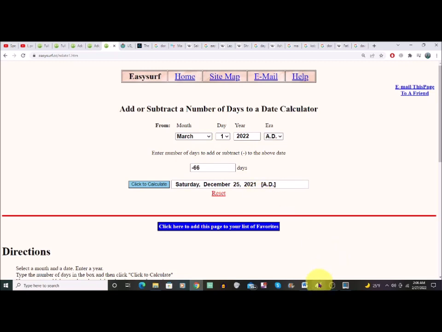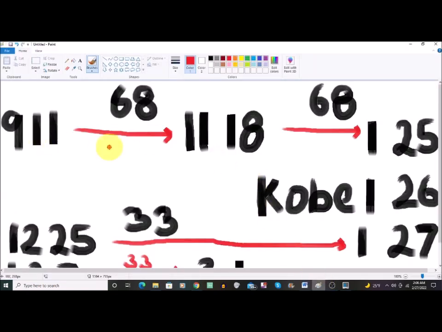And, well, here we go. Dodgy sketch. So we can see this now, yeah. We've got the 9/11 jump, 68 days to the balance point, and another 68 days takes us to the 25th of January. Kobe's death date is the 26th. It's right in between these 2 dates.